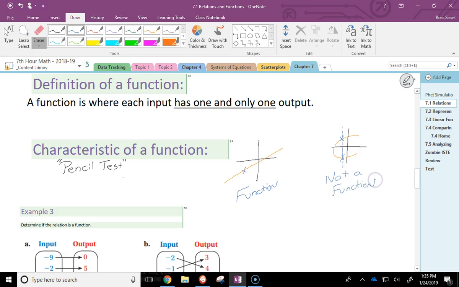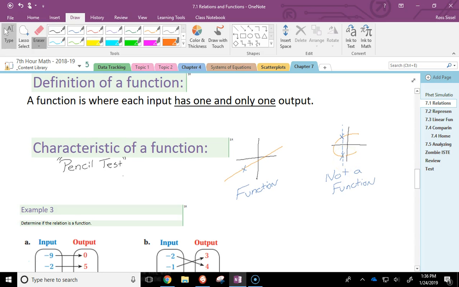Not a what? Not a function. It is not a function, and we know it because in that pencil test, it crossed the line at two places at the same time. Remember, our input can only have one output. On this one, our x, our input, would have been like -2, and -2 would have gone to like 2 and -2. An input can only go to one output.